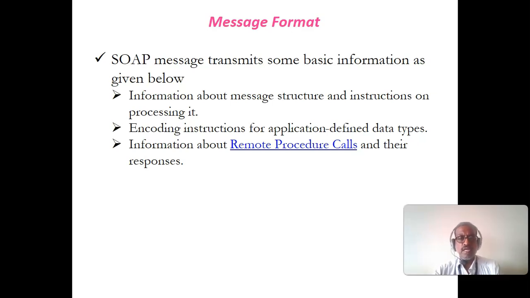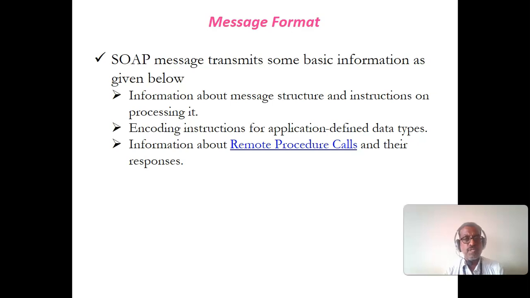And the instruction to process the message. Whenever the message is exchanged between nodes, it must be correctly interpreted among the nodes. The instruction must be correctly received and interpreted by the receiving node, then only the message transmission is a success. So, the SOAP message exchanges the information about message structure and instruction on processing it.